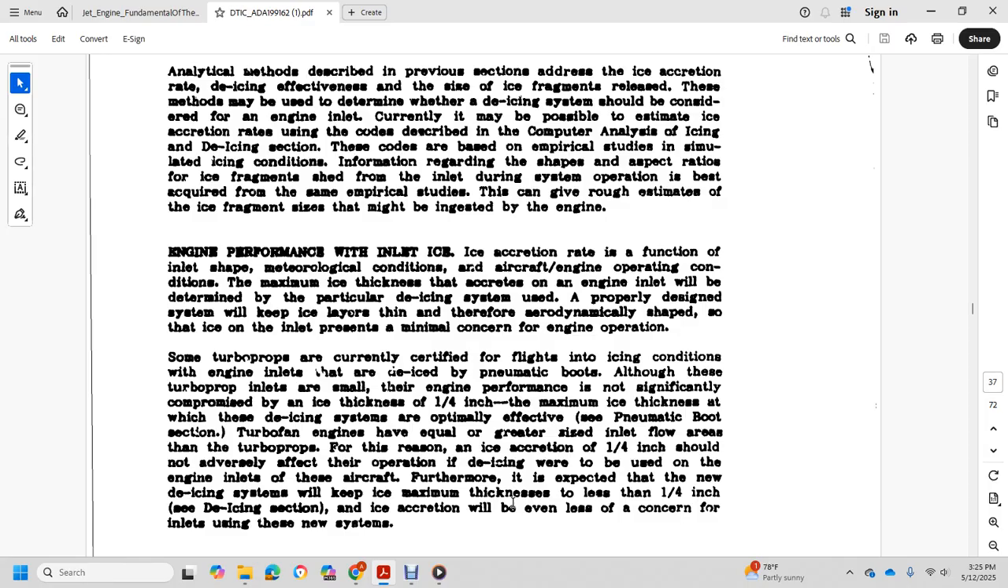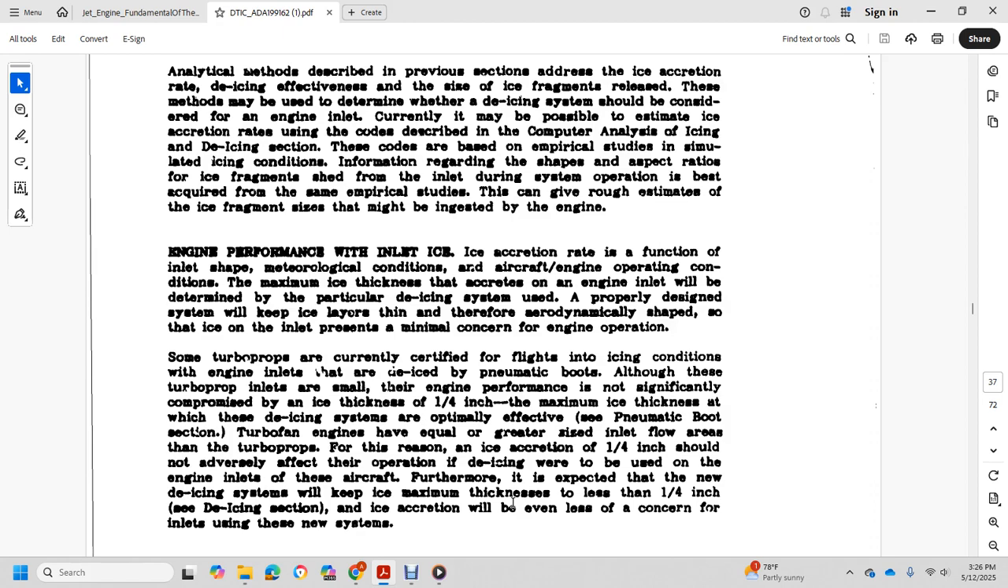Turboprops currently certified for icing conditions have engine inlets with pneumatic boot de-icing, although these turboprop inlets are small and their performance does not significantly compromise with an ice thickness of 1/4 inch minimum. The de-icing system is however affected by the pneumatic boot section, and turbofan engines have greater inlet flow areas than the turboprop. For this reason, the accretion of 1/4 inch should not adversely affect the operation of de-icing systems to be used on the engine inlets for the aircraft.